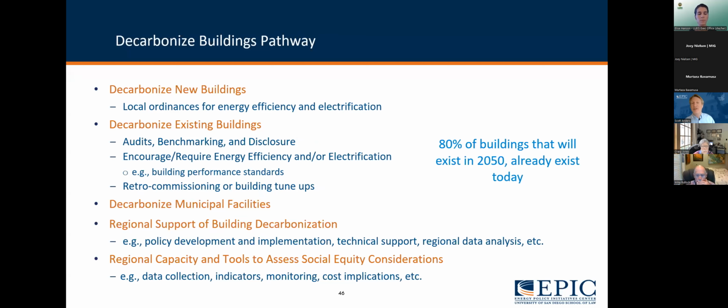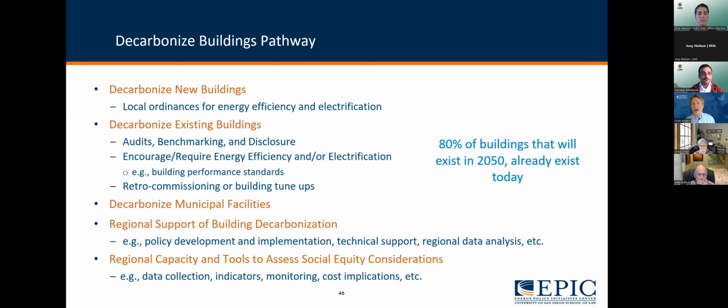So there are opportunities for policies, again, targeted to existing buildings around auditing, benchmarking, and disclosure of energy use or of carbon emissions. There's an opportunity to encourage efficiency and/or electrification, so we can have building performance standards. And there's also opportunity for programs like retro-commissioning or building tune-ups to reduce emissions in buildings. And you see on the right there, we estimate that 80% of the buildings that will exist in 2050 already exist today. So again, this is where the heavy lift will occur when it comes to the building sector.